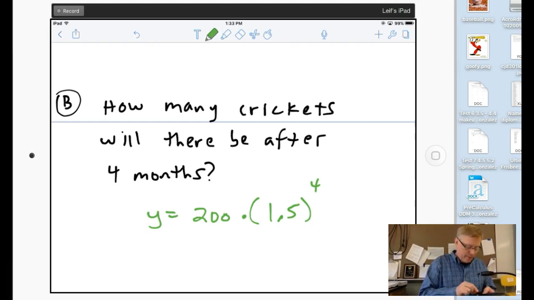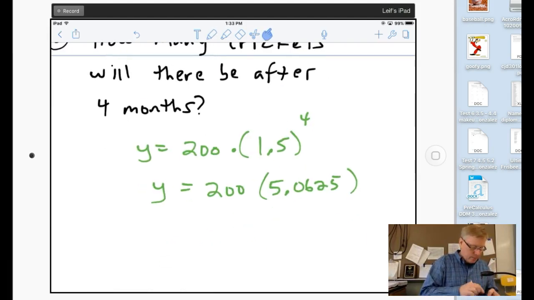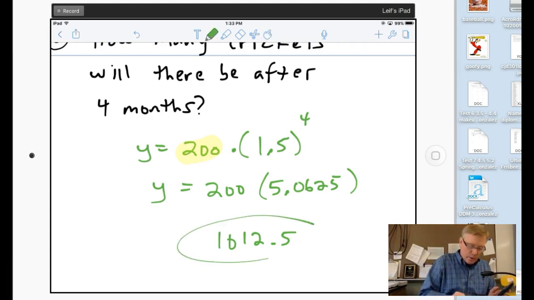All right, so I'm going to take 1.5. You do the exponent first, always, by order of operations, which gives me 5.0625. And then I multiply by 200, and I will get my answer of 1,012.5. So I started out with 200 crickets. Reminder that that's the initial amount. That could have easily been a part of the question as well. So I started out with 200 crickets, and I ended up with about 1,012 or 1,013.